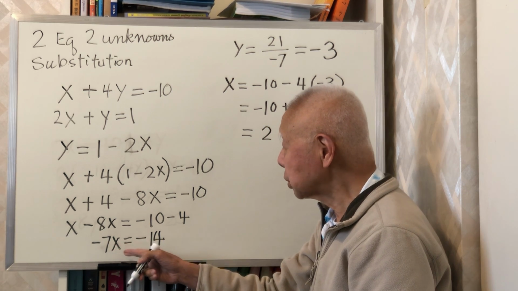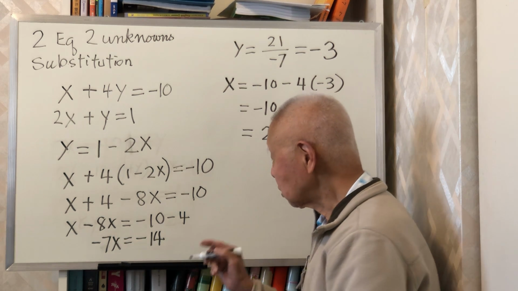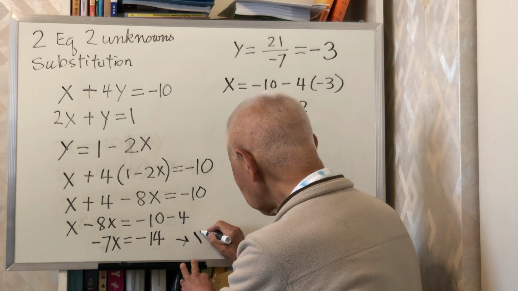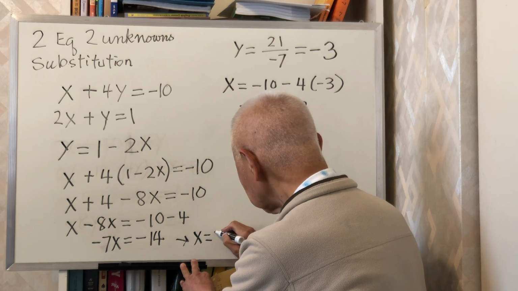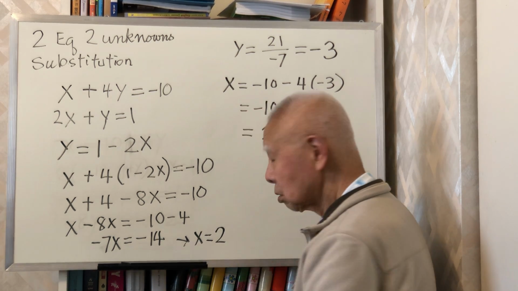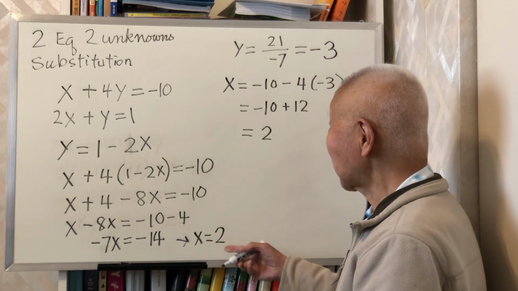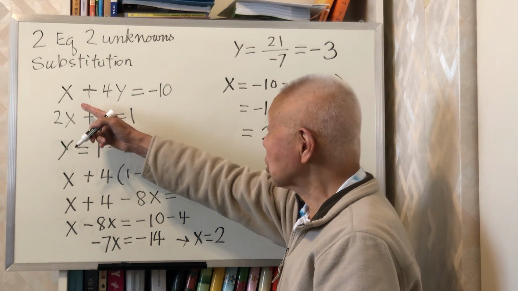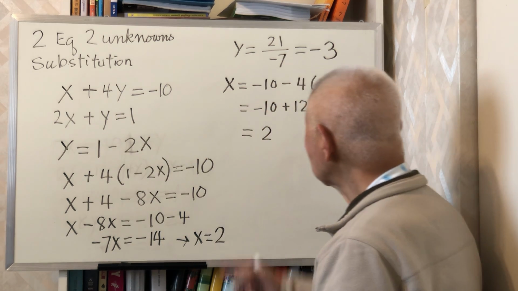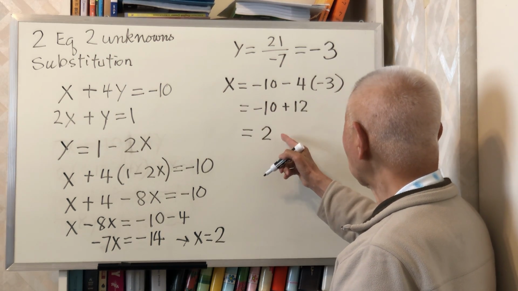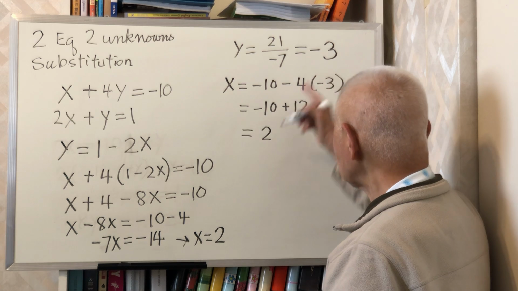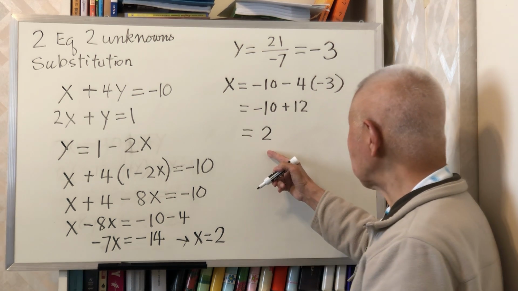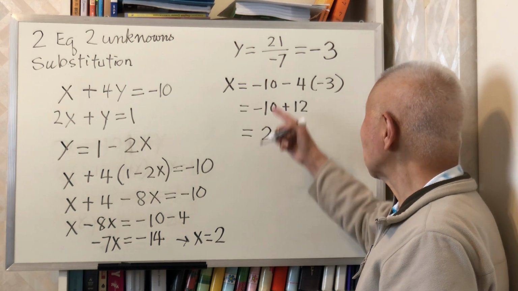Then x has to be 2, right? So this means x equals 2. So this is exactly the same. If I substitute x, I have 2 here now. 2 and negative 3. So x equals 2 agrees with x equals 2.